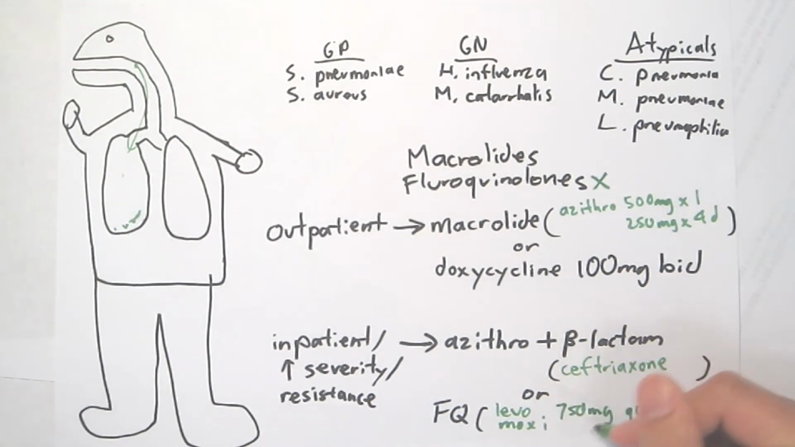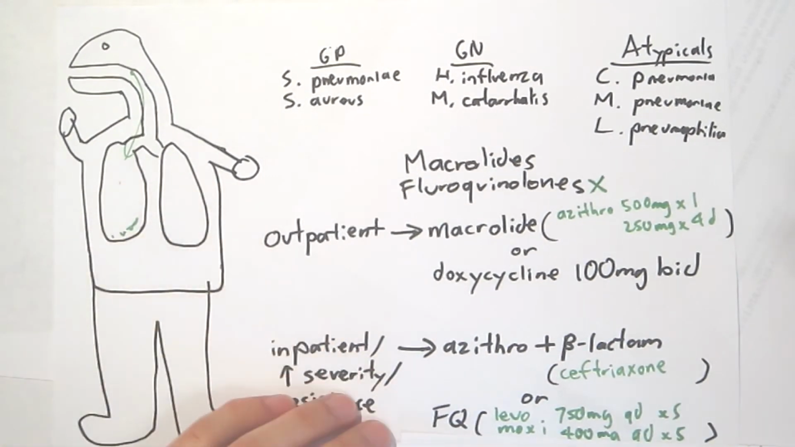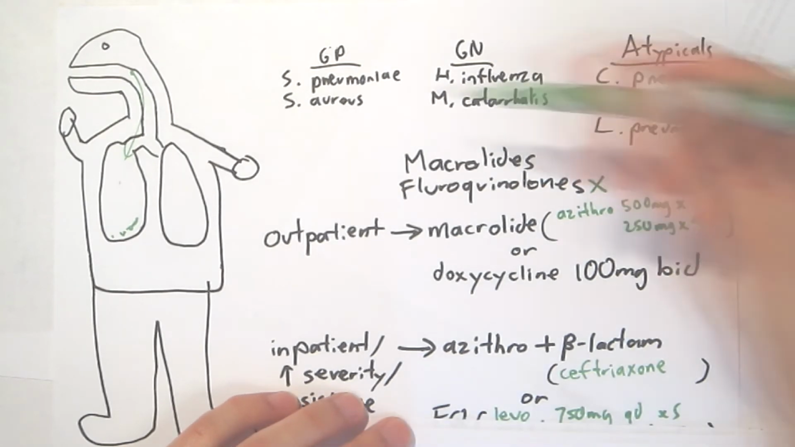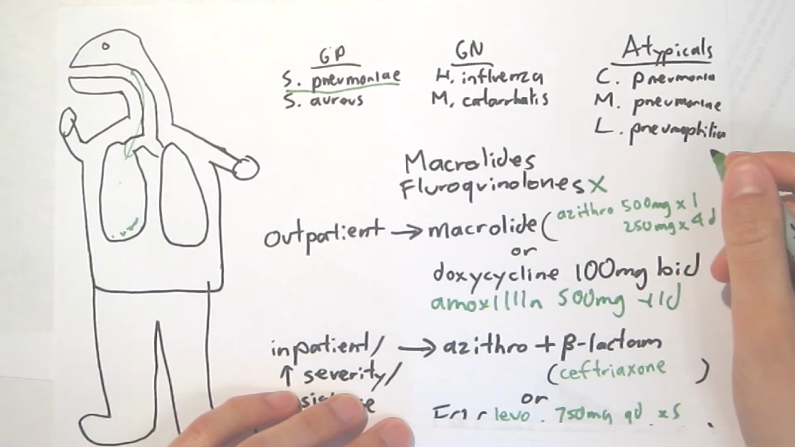Okay, now, there has been recent concerns about the increasing resistance of Strep pneumoniae to macrolides. So the NICE guidelines suggest that if the patient is low severity, give them amoxicillin. No need to have atypical coverage. So just focus on Strep pneumoniae. Okay, so we can give amoxicillin 500 milligrams 3 times a day.